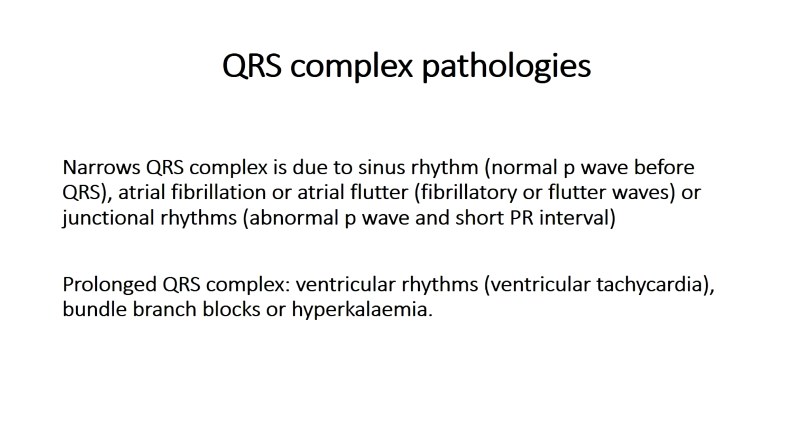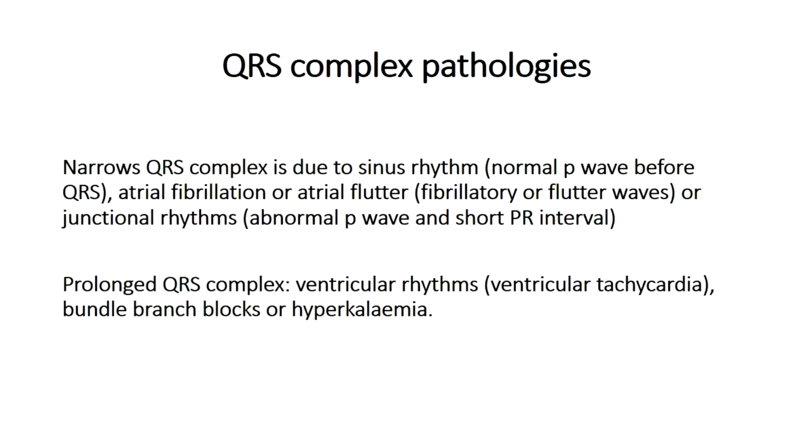When you look at the QRS complex, if a normal looking P wave comes before it, that indicates that the sinus node is the main driver of the QRS complex. If you get an abnormal P wave, again, this indicates that it's coming from the atria itself, but it may be due to atrial fibrillation or a flutter wave.